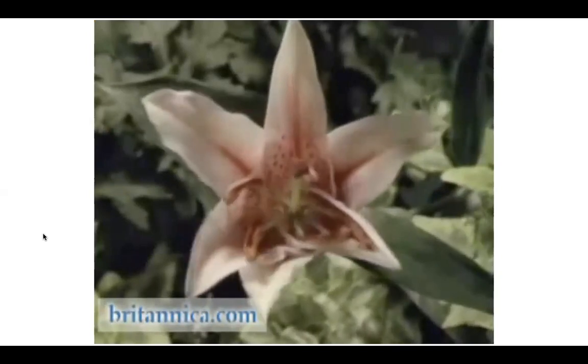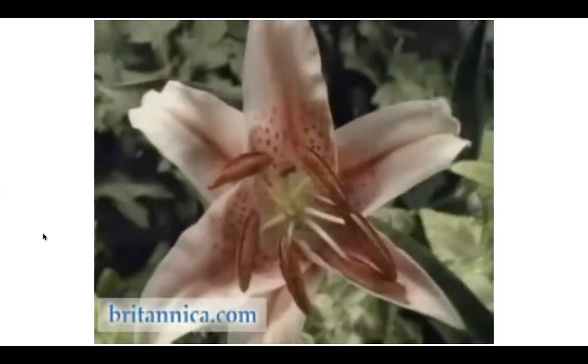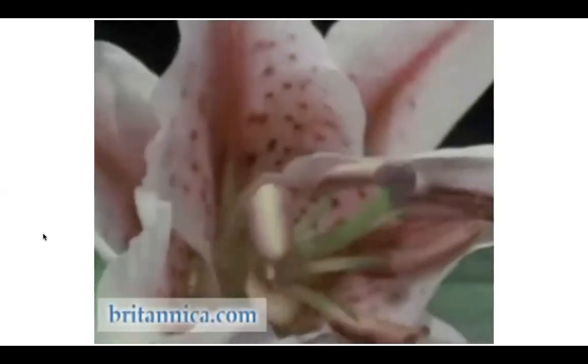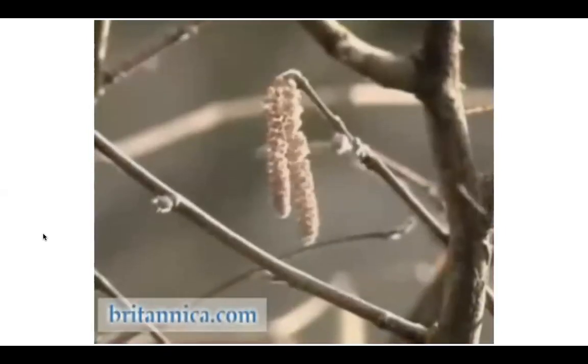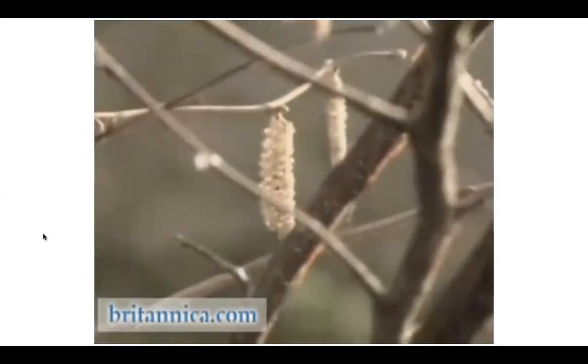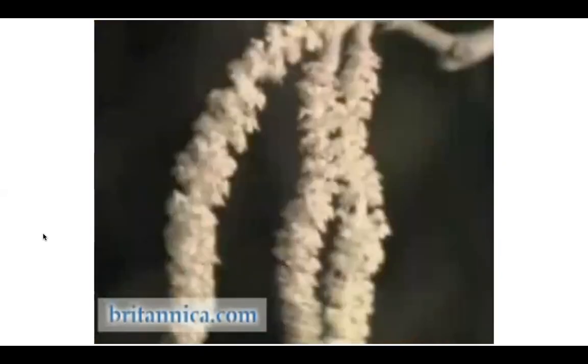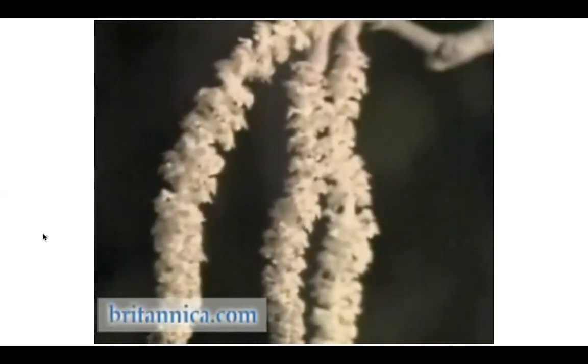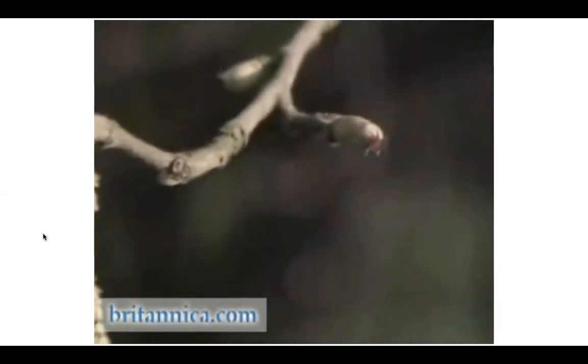Flowers such as this tiger lily, in which both male and female sex organs are located, are called perfect flowers. Where the plant produces separate male and female flowers, the flowers are said to be imperfect. Here, the male flower is the catkin and is called the staminate flower. The small red flower is the female or pistillate flower.